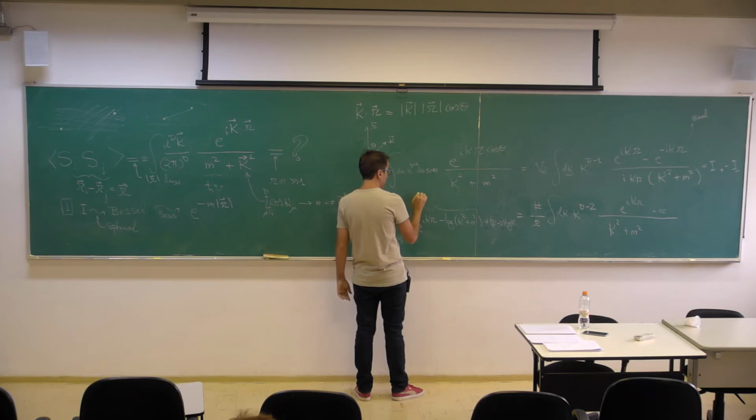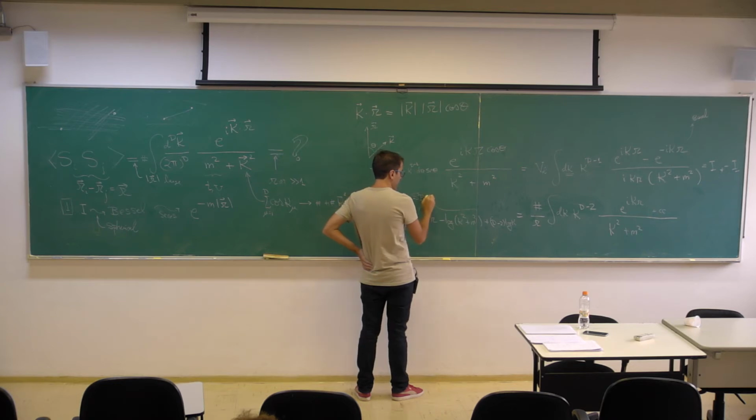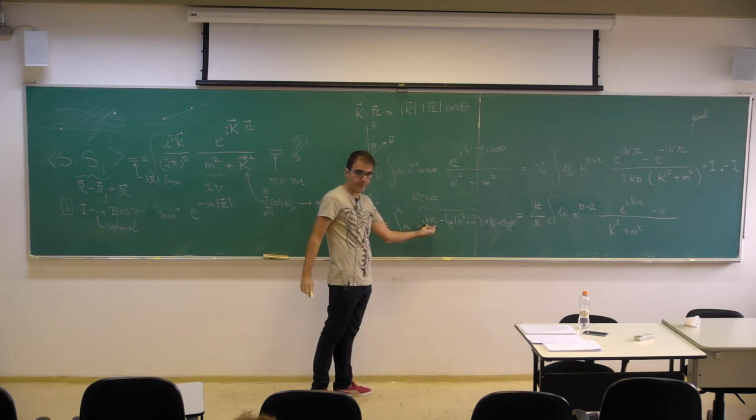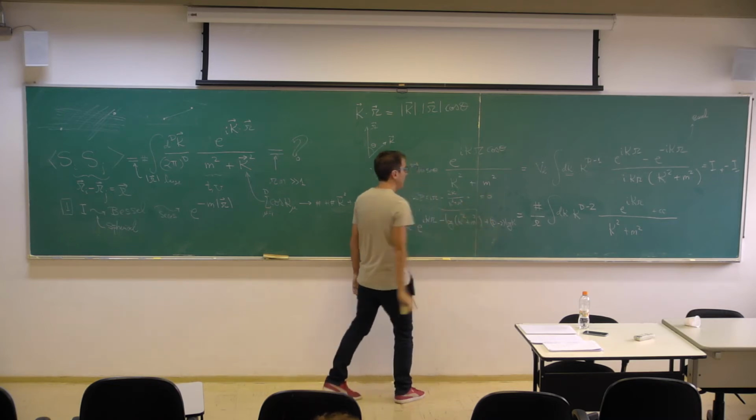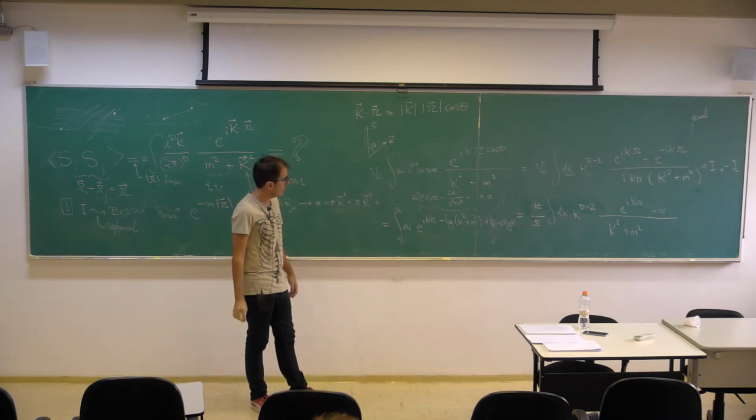So the stationary phase or saddle point tells me that the derivative with respect to k gives me i times r, do you agree? Minus 2k divided by k squared plus m squared, plus that term that doesn't matter, equals 0. How do I satisfy this equation when r is huge?